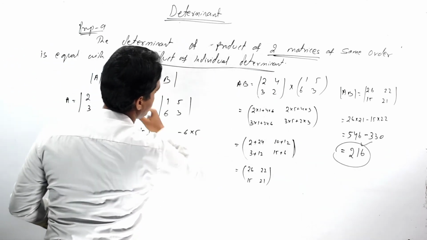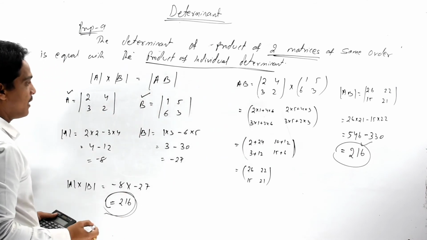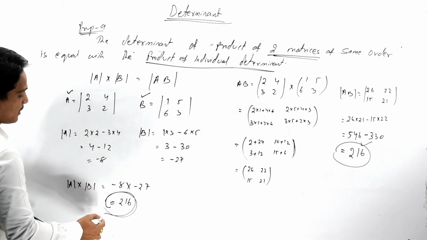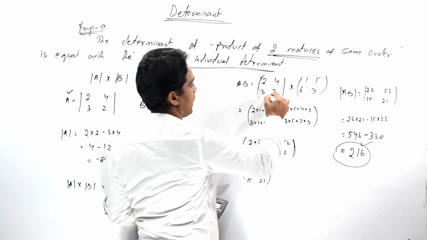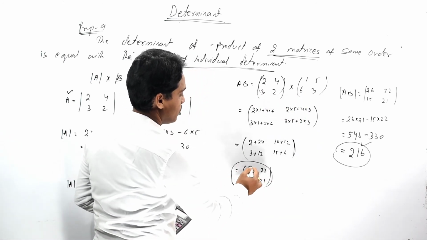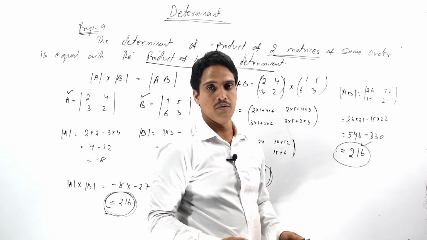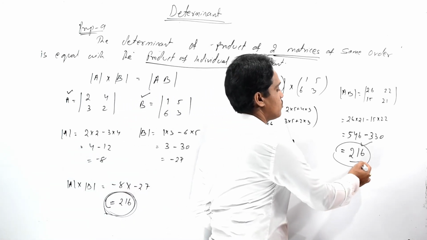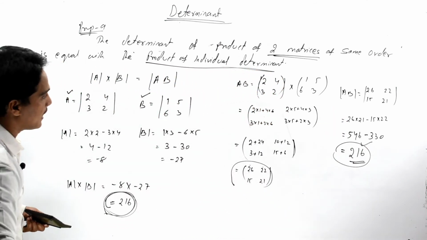So it is proved that the determinant of the product of two matrices of the same order is equal to the product of the individual determinants. Here we found the determinant of A and the determinant of B individually, then multiplied their values, that is 216, and again we multiplied matrix A and matrix B, that is 26, 22, 15 and 21. Then the value of the determinant of the product matrix is also 216. So now come to our 10th property.